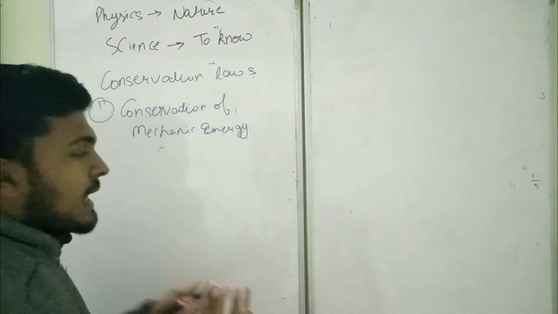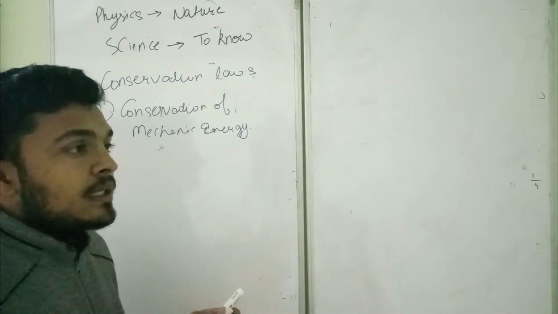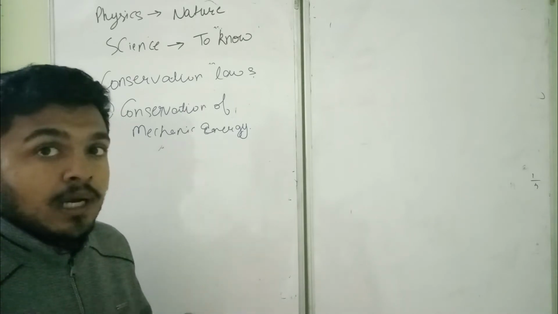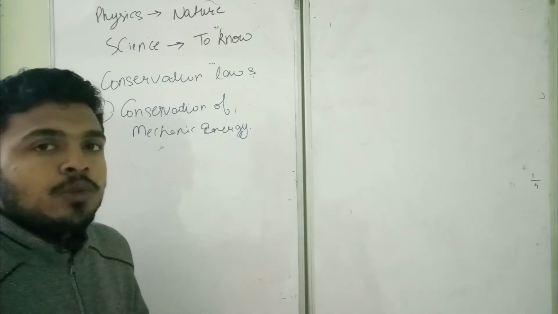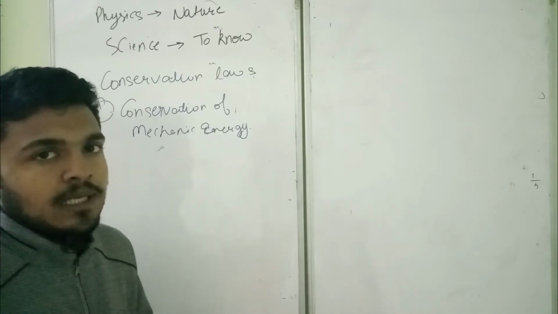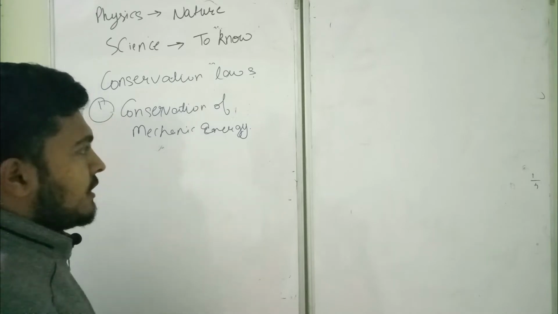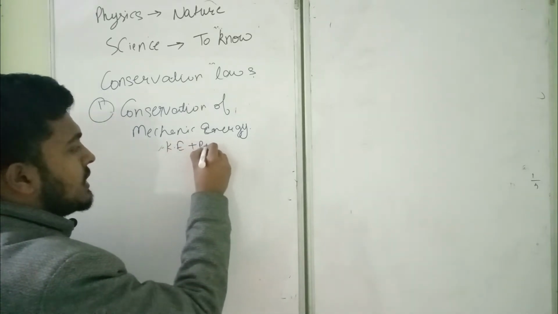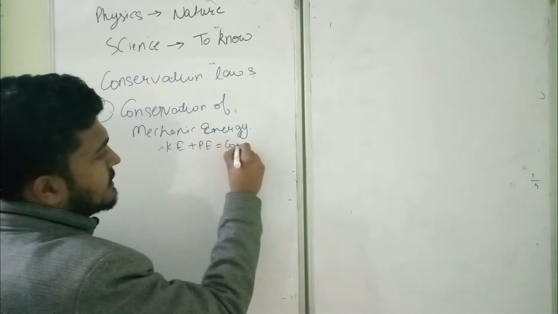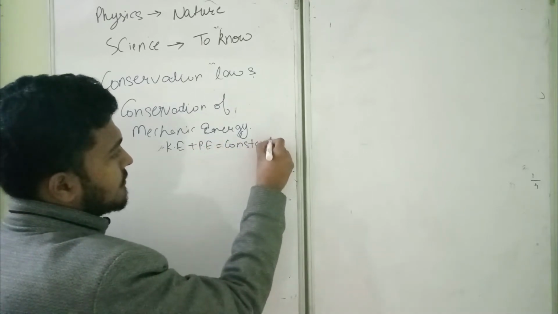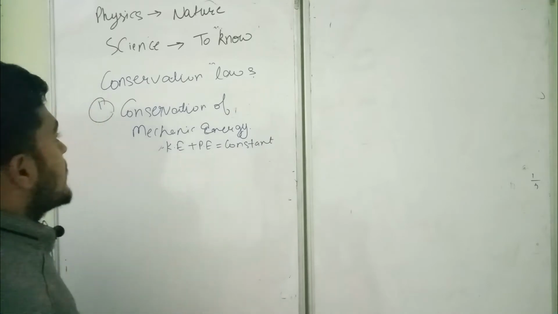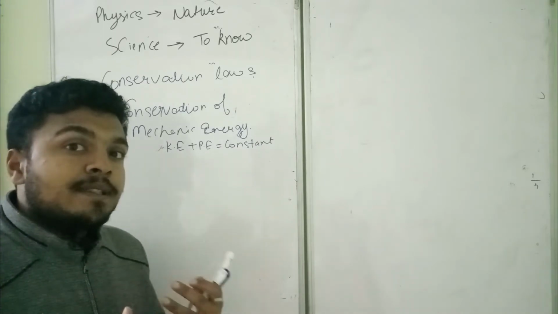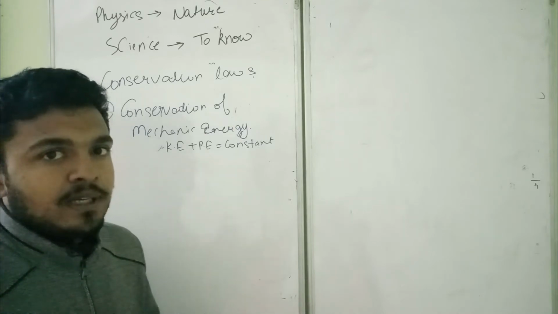In conservation of mechanical energy, we say that if the forces that act on a system are conservative, then the total kinetic plus potential energy of a system is conserved. That is, kinetic energy plus potential energy is equal to constant. This is the law, the conservation of mechanical energy, provided that the forces that act on a system are conservative.